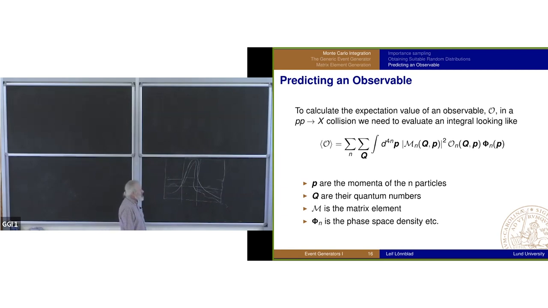But in principle, this is quantum mechanics, so we should be able to calculate what the theory tells us about a given observable. This is the core of everything we want to do. We want to be able to calculate the observables from the theory that the experiments measure. We have a sum over all numbers of particles that are produced, and a sum over all kinds of particles that can be produced. You have an integral of their four momenta, and you calculate the matrix element squared multiplied by a phase space factor, and then you measure by integrating over this observable.